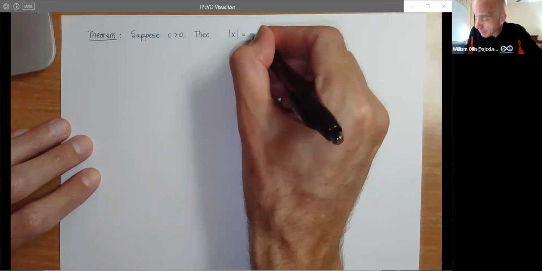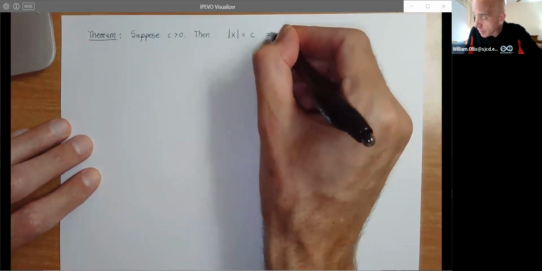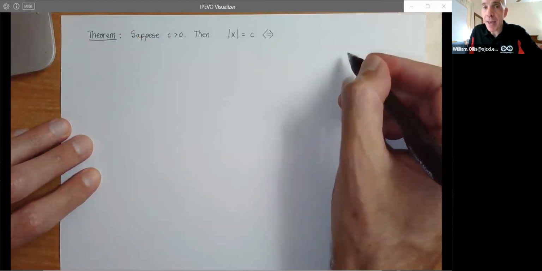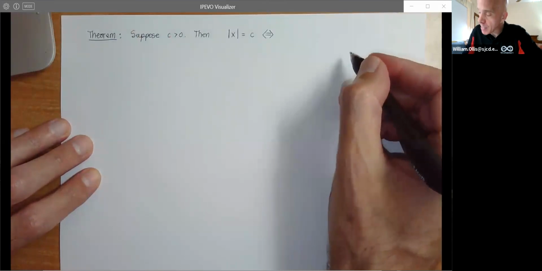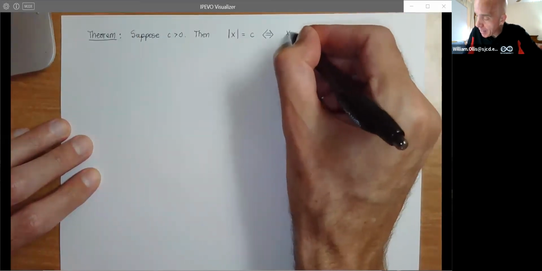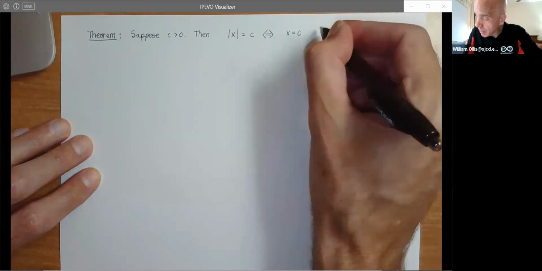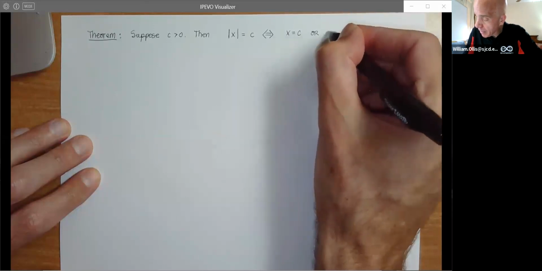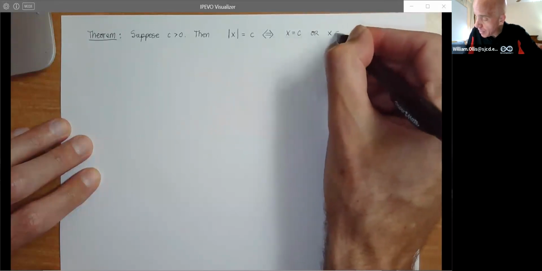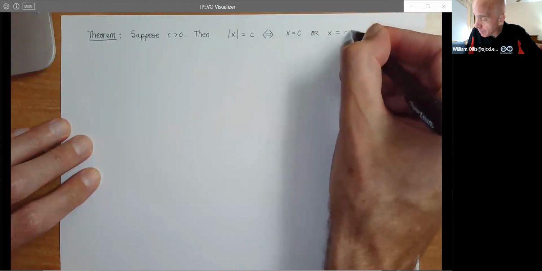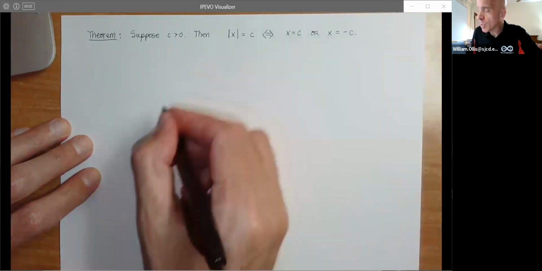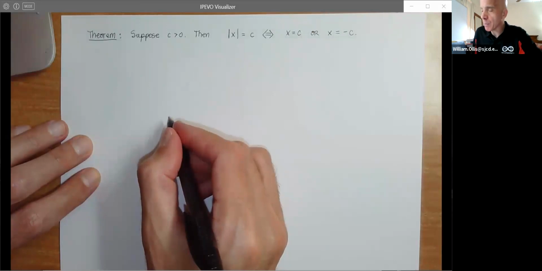So we have some positive number C, then, and this is easy to remember, the absolute value of X equals C has an equivalent interpretation. That is, if the absolute value of X equals C, then X equals C, or X equals the additive inverse of C. So you can look at this and just basically think of the definition of absolute value.